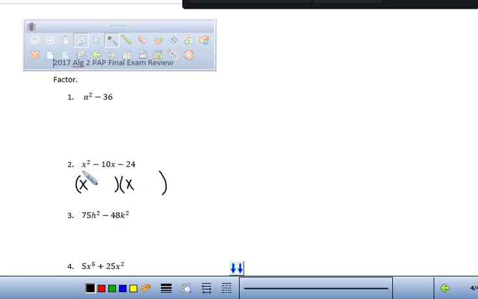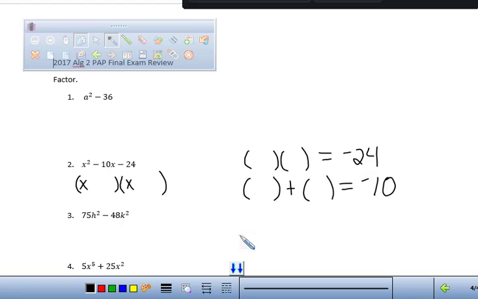x times x is x squared. So two numbers that when you multiply give you a negative 24, but those exact same numbers when you add them give you a negative 10. So 12 and 2 are working. We have a negative 12 plus 2 is a negative 10. A negative 12 times 2 is a negative 24. So we have x minus 12, x plus 2. And those are your factors.